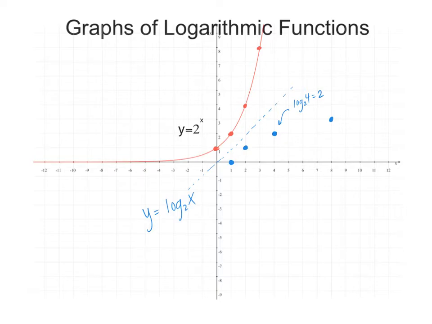Another feature of log graphs: the x-axis is the horizontal asymptote on an exponential graph. The y-axis is a vertical asymptote on a logarithmic graph. So it's going to come right up against the y-axis, up here, and then it's going to take a sharp turn to the right and go out that way. All right, so the first thing to know about logarithmic graphs is they are the inverse of exponential.